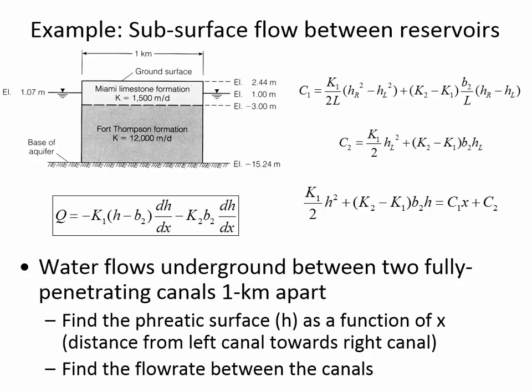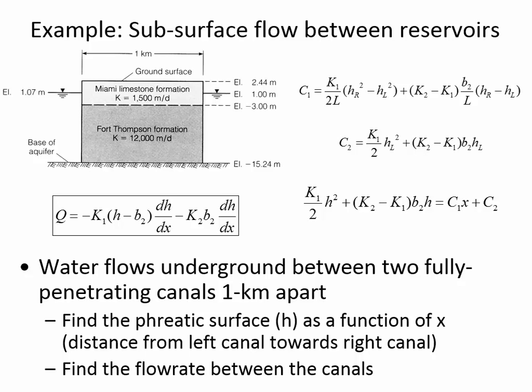Let's get the thickness of B2. It's negative 3 meters minus 15.24 meters, so 12.24 meters. K1 was already given as 1,500 meters per day, K2 is 12,000 meters per day, and the length is that they're 1,000 meters apart. So we have to find these coefficients before we can find the flow rate.